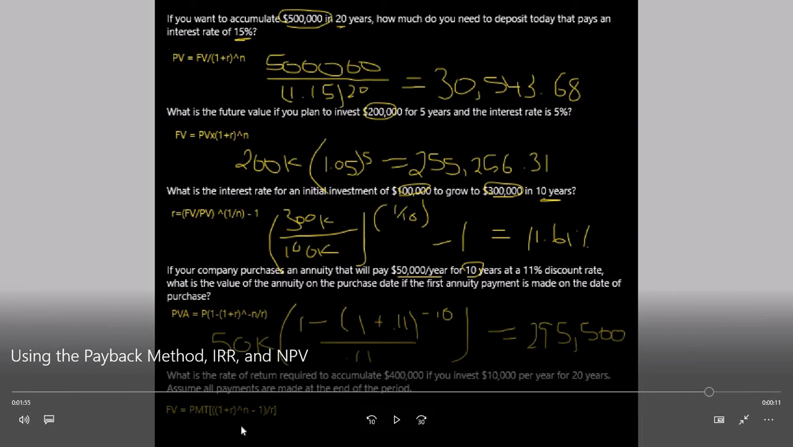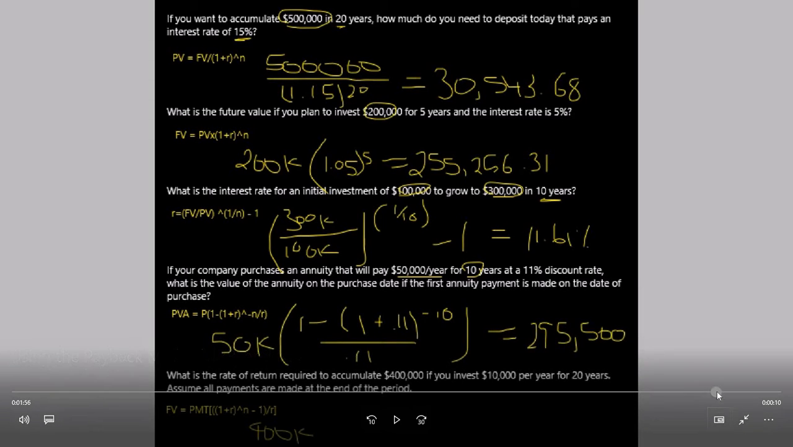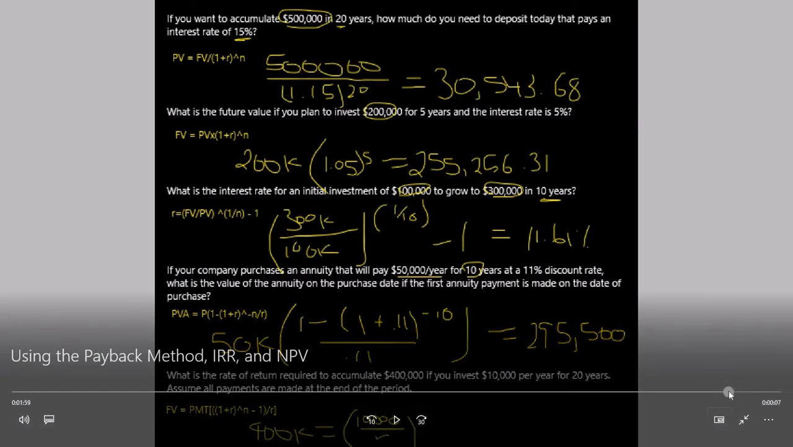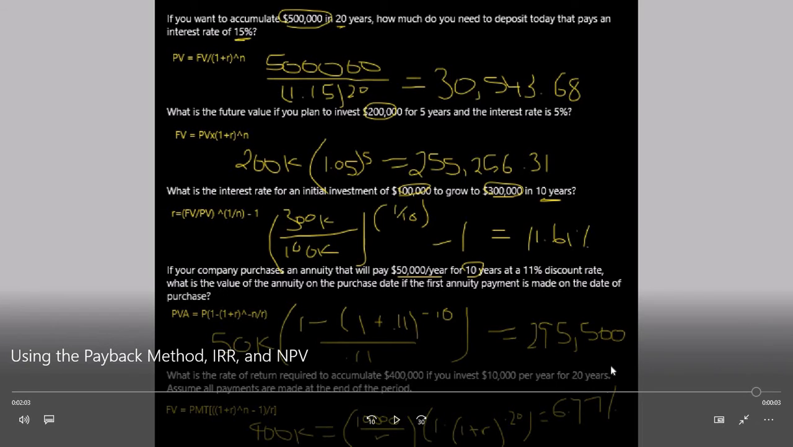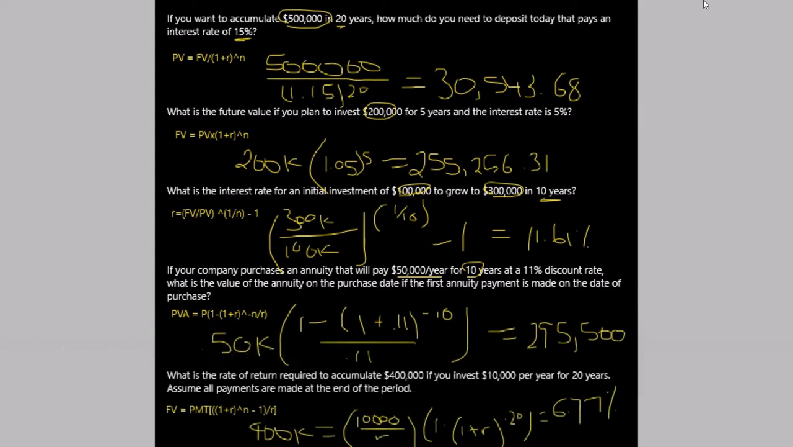So this we're looking for the rate of return, which is a little bit of a more difficult equation. Here we have it listed at the bottom. And we fill in everything that we know. And we come out to a rate of return of 6.77%. Now, one more example that we can use.